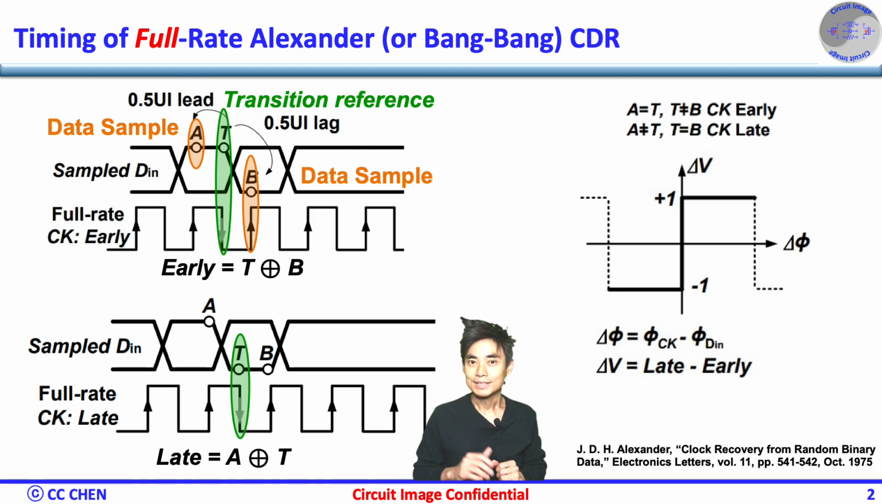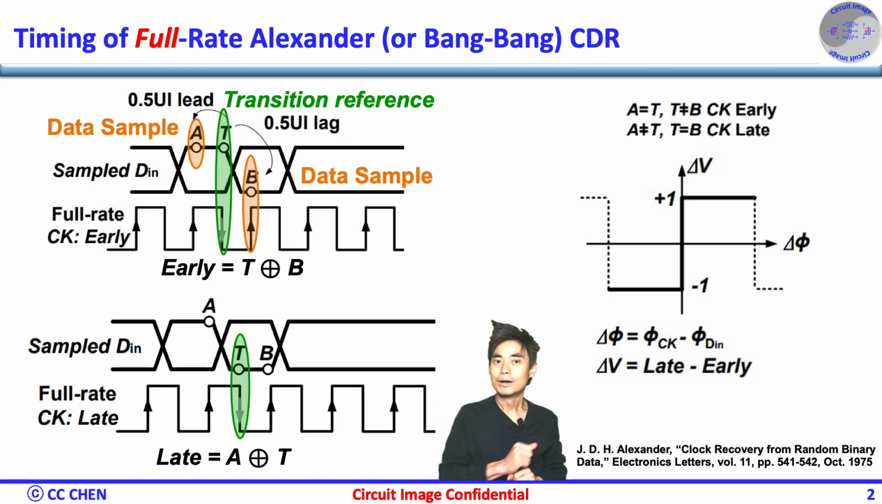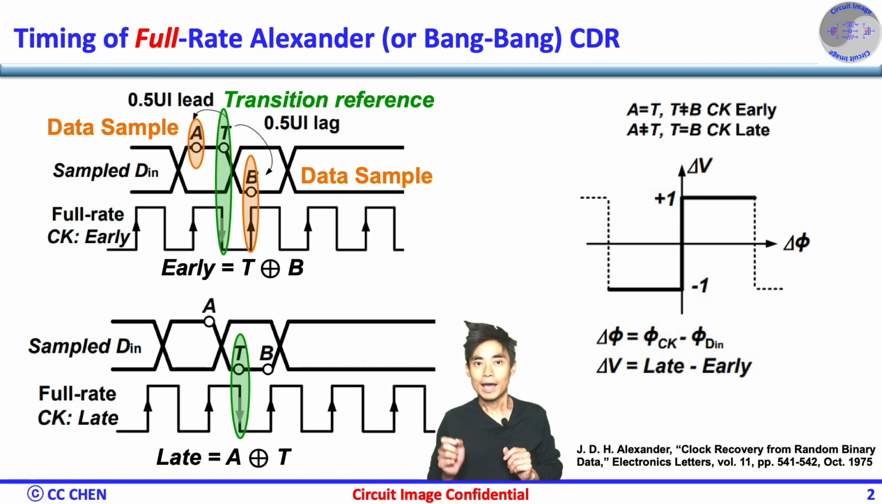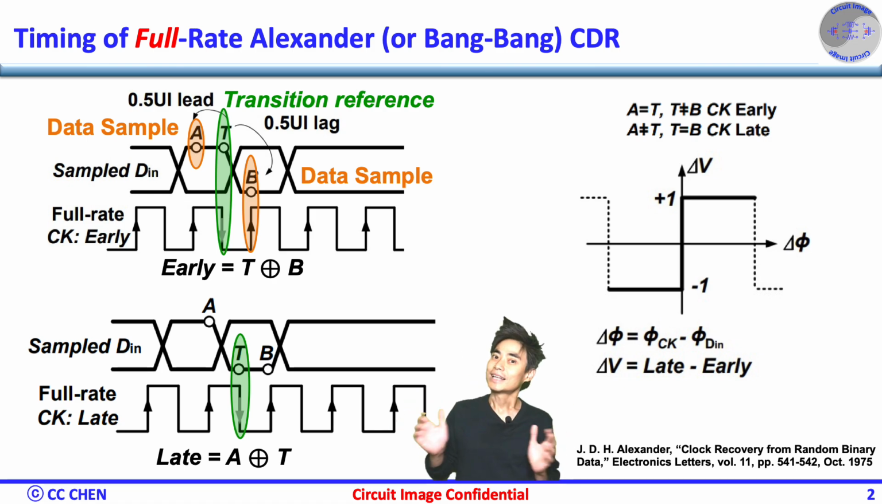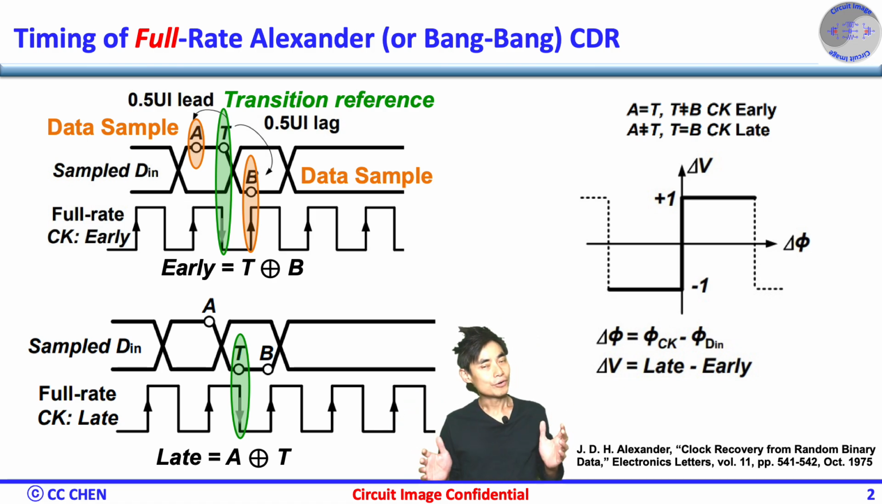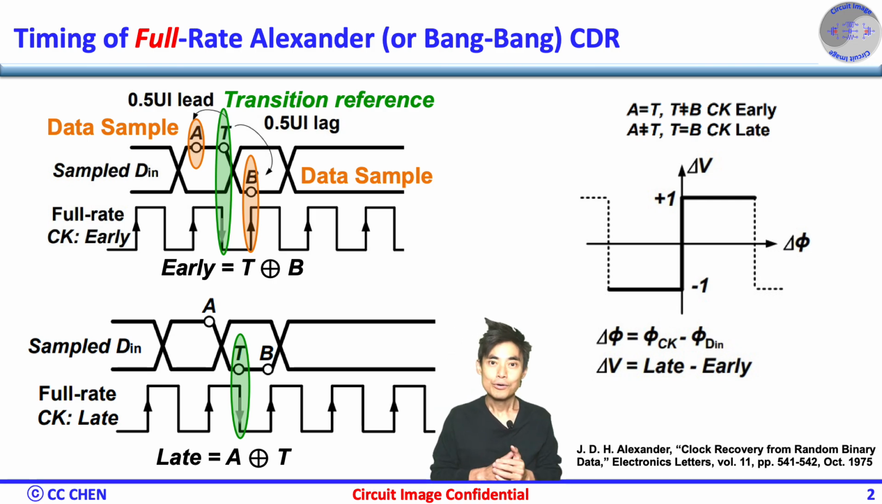On the other hand, if the clock phase is later, both the data sample B and the transition sample T would have the same sign, but different polarity from the data sample A. Therefore, an XOR for the A and T may provide the late clock information to push the VCO to run faster, and another XOR for the T and B may provide the early clock information to push the VCO to run slower for the clock phase correction.